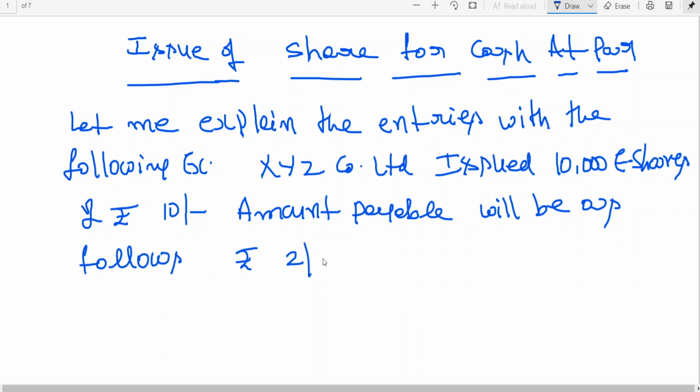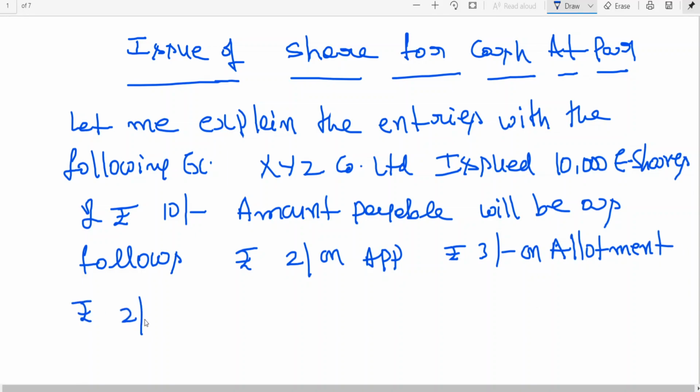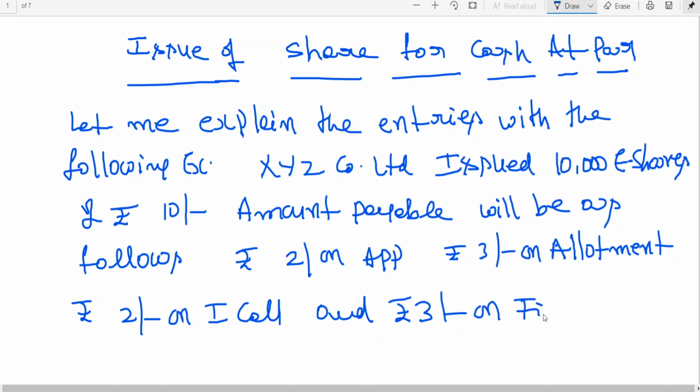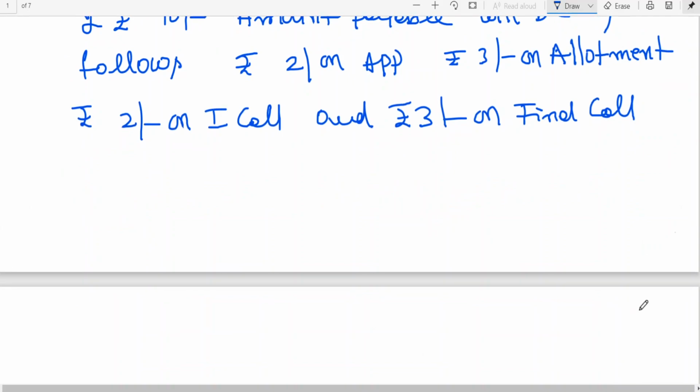2 rupees on application, 3 on allotment, 2 rupees on first call, and 3 rupees on final call. Okay, so let me explain the entry.